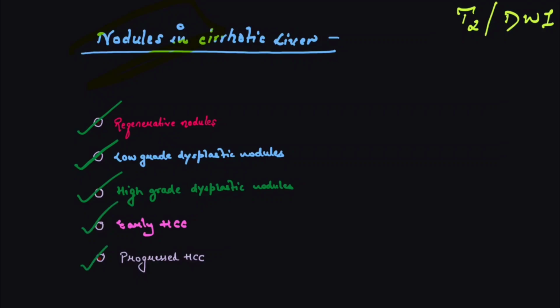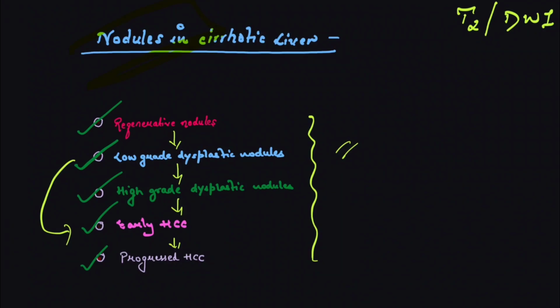All these cirrhotic background nodules actually differ at their genetic molecular levels on the basis of their histopath, and they can occur in continuum, like regenerative to low grade to high grade to early HCC to finally progressed HCC. They can also be not in continuum, like a low grade dysplastic nodule directly giving early HCC and so on. So they can be in continuum or not in continuum, and they differ in their genetic basis at the molecular level, at the histopath level.